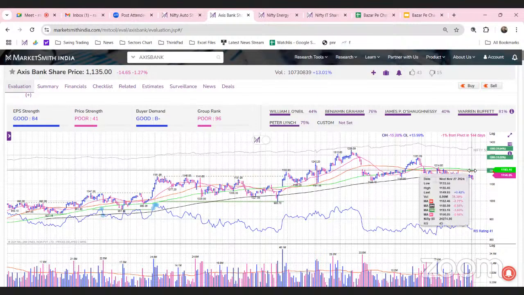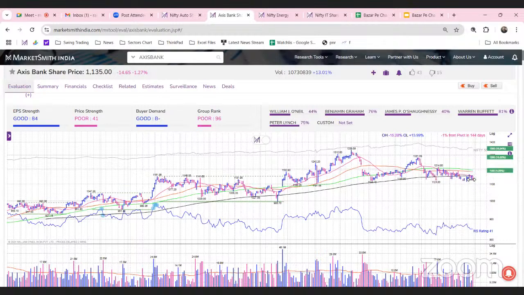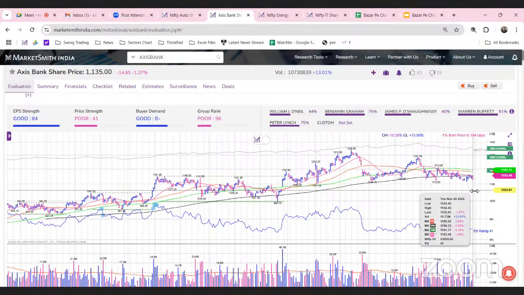This line, which is the 100 DMA, is just 4 to 5% away from this point of time. So if it reclaims its 100 DMA and holds that, then obviously we can enter the stock. But as of now, if you're looking for a fresh call, then I think we should wait for some more time.